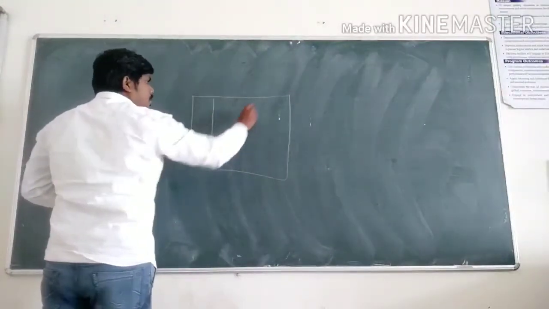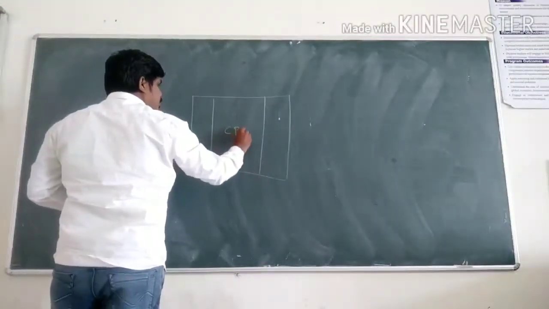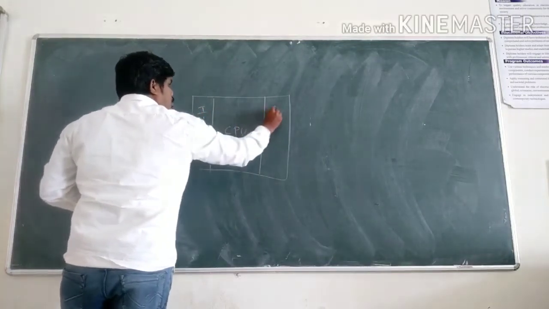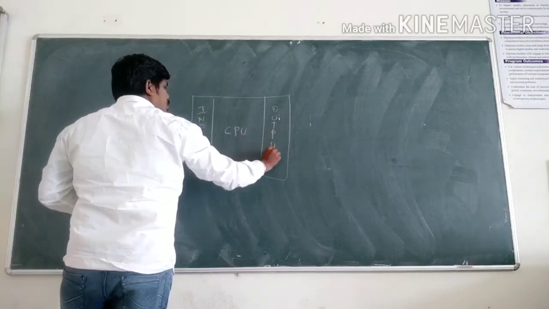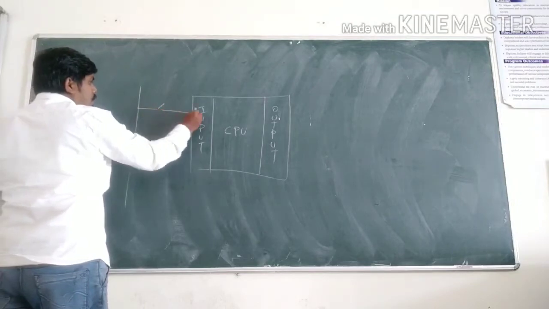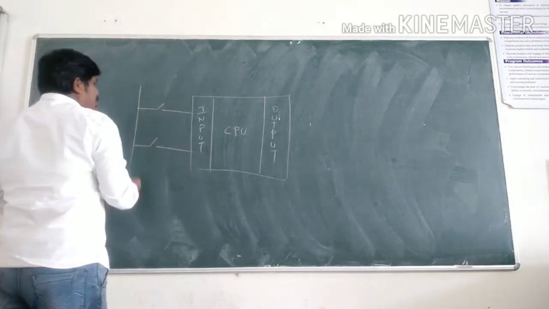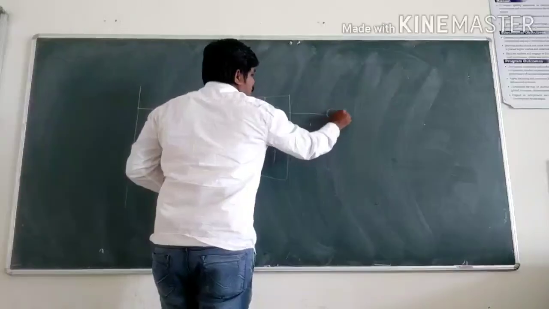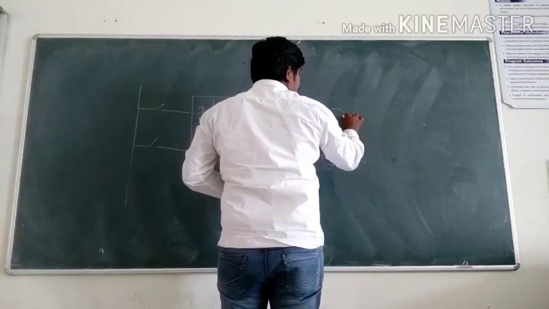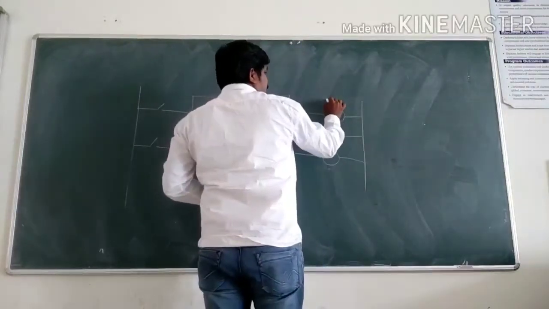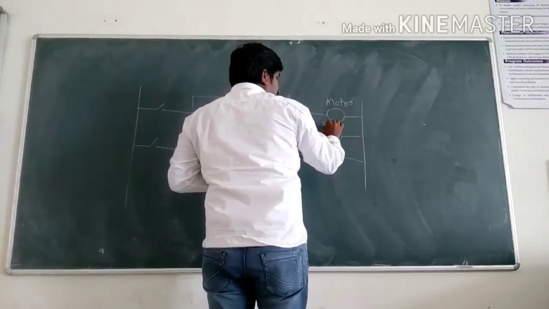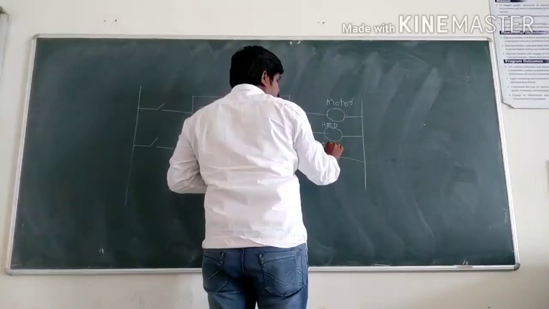This is the input, this is the output, and this is the CPU. Here I have connected two switches as inputs, and here I have connected three outputs. You can connect any number of outputs. I have connected a motor, a red lamp and a green lamp.